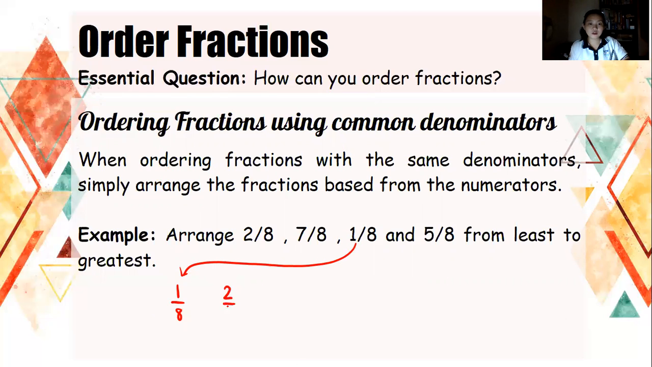followed by 2 out of 8. Third is 5 over 8. And lastly, we have 7 out of 8. So as you see, all the numerators are arranged in an ascending order.